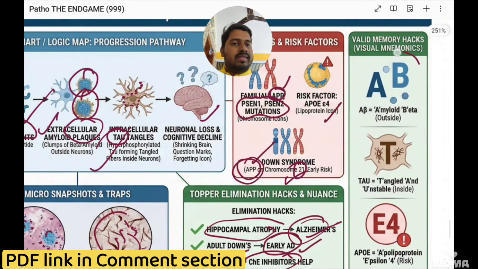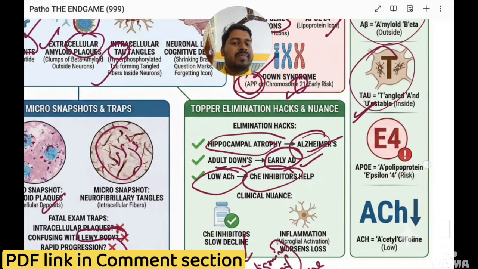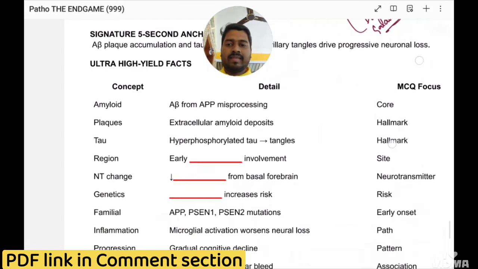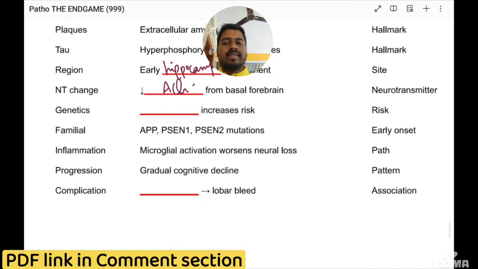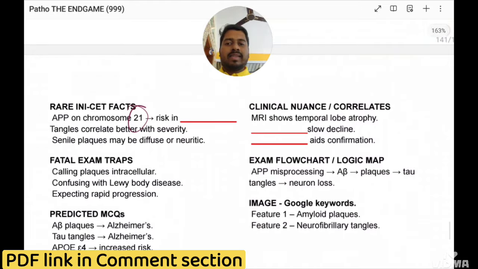So to remember: amyloid beta is extracellular, tau is intracellular, and it is unstable also. ApoE4 has increased risk, and decreased acetylcholine is linked to Alzheimer's disease. Which part of the brain is involved early? Hippocampal involvement. The neurotransmitter that decreases is acetylcholine. Genetics, what increases risk? ApoE4. What is the complication? Amyloid angiopathy.